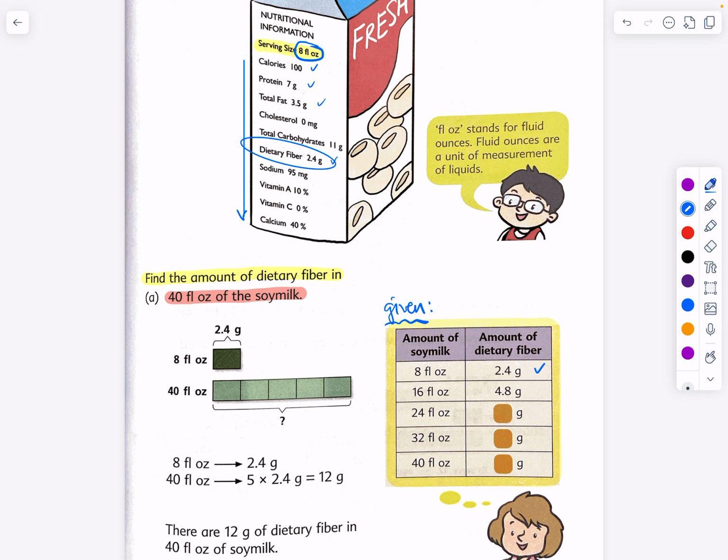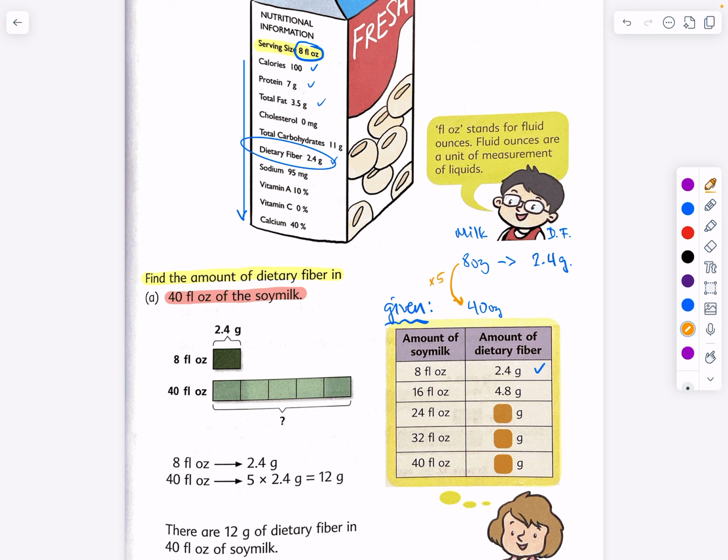So what is happening? 8 ounces contains 2.4 grams. Now this is milk, and this is DF for dietary fiber. This is a ratio. We're familiar with ratios from the previous 2 lessons. So 8 ounces gives us 2.4 grams of dietary fiber. Now, what about 40 ounces? Well, we're asking for 5 cups of milk, 5 times more.